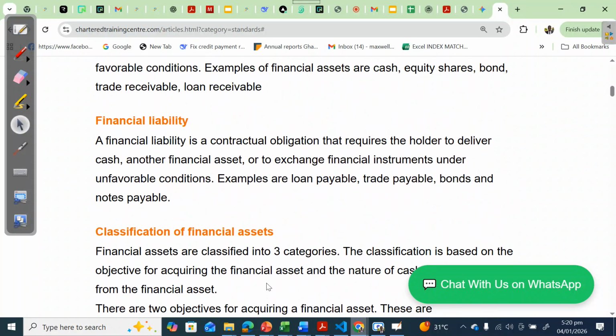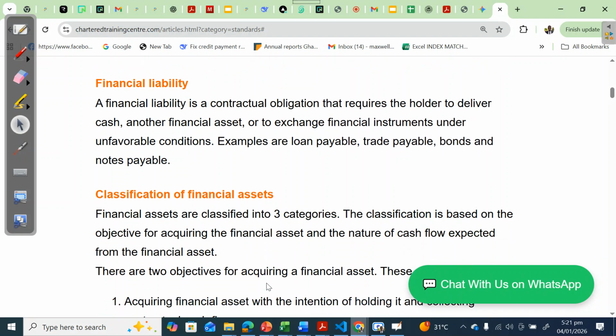Examples of financial liabilities are loans payable. If you have a bank loan, you need to pay. It's a financial liability, or trade payables, or bonds or notes payable.